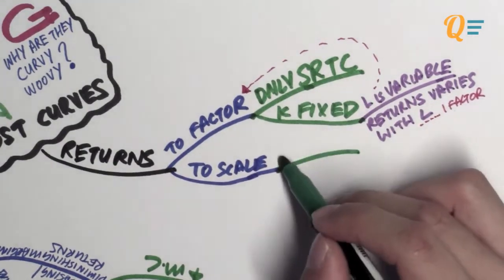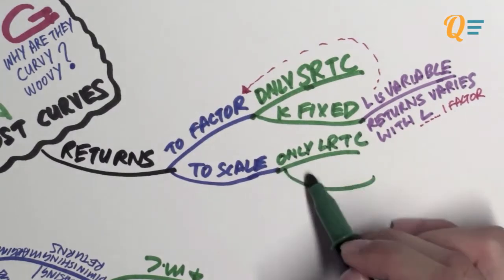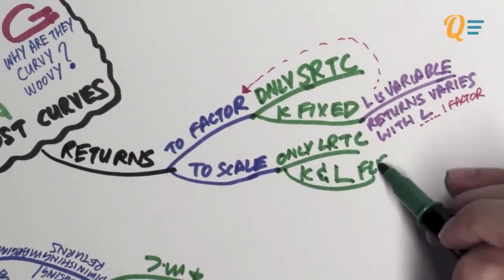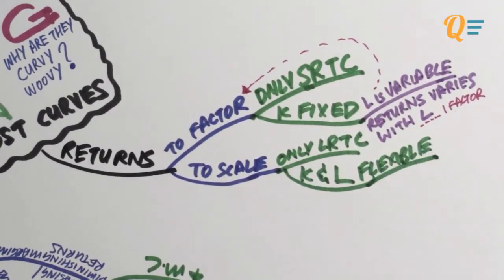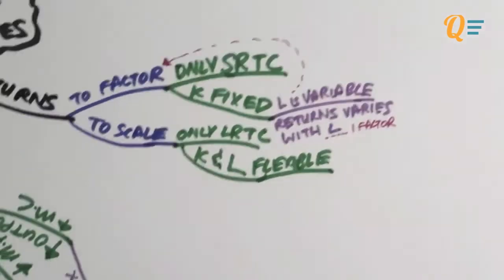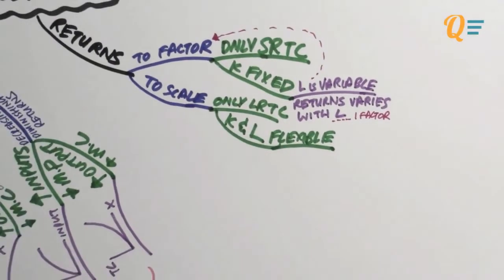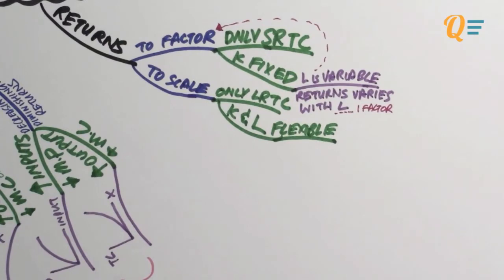Returns to scale only occurs in the long run because capital and labor are both flexible. So it is a scale of capital and labor. Therefore, returns to scale refers only to the long run.